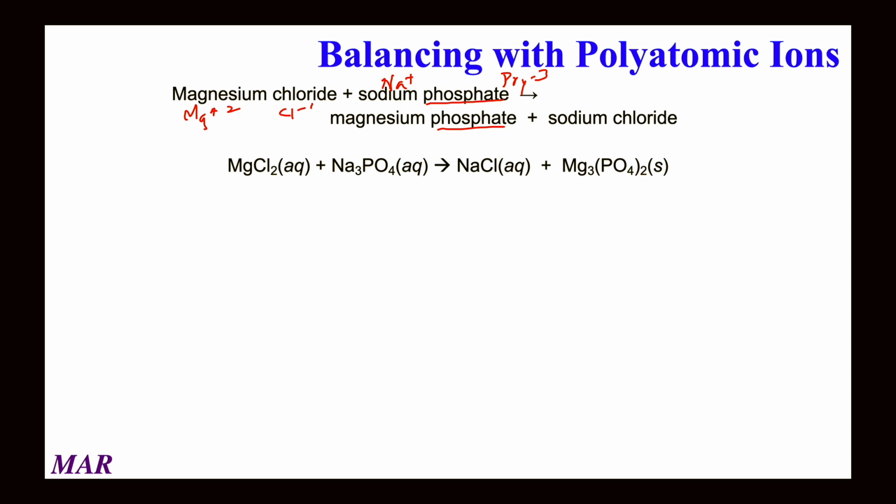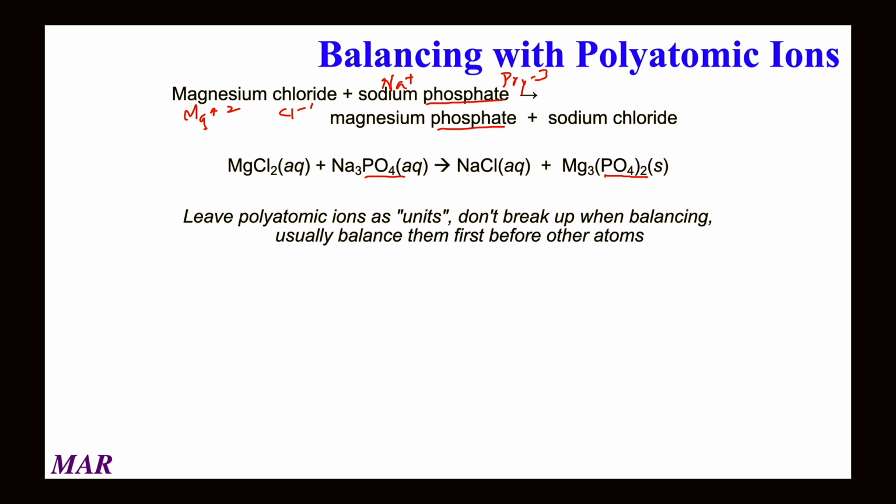Magnesium phosphate is a solid. It's insoluble in water, while the other things dissolve in water. That's why they get the aq symbol. That's nothing you need to know, but that's why those symbols are written. Now you can probably see that this reaction is not balanced. For example, we have 2 phosphates on one side and only 1 phosphate on the other, and 2 chlorides on the left, 1 chloride on the right. Again, try and keep the polyatomic ions together.